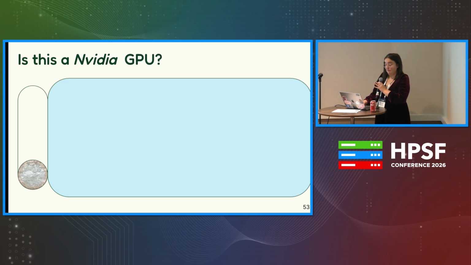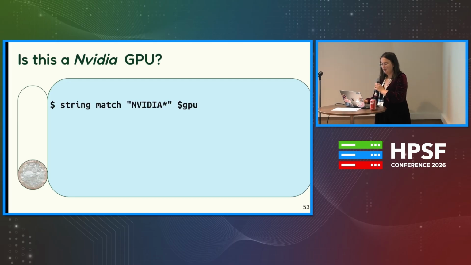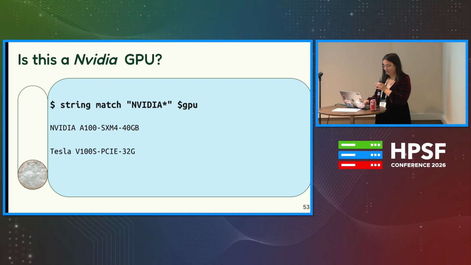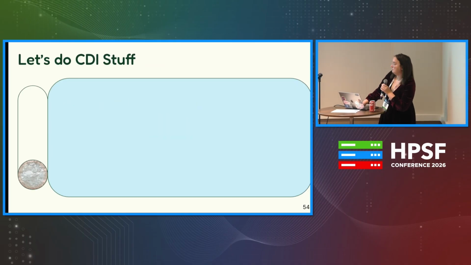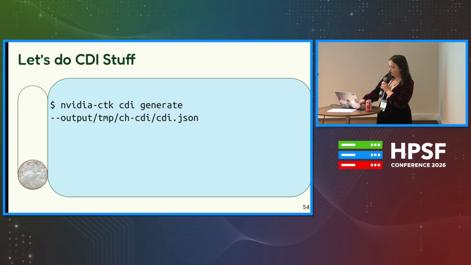To confirm that it's an NVIDIA GPU, not a different type of GPU, you just check the first part of the string. The NVIDIA one starts with NVIDIA, yep, but the Tesla GPU is no. So from there we do the CDI stuff, which is every time the module is loaded, it creates its own CDI.json file.